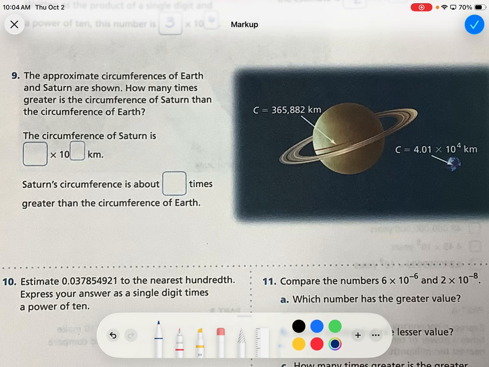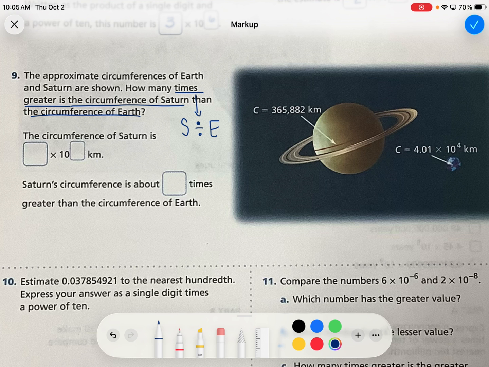Does somebody want to read this one? Thank you. The approximate circumference of Earth and Saturn are shown. How many times greater is the circumference of Saturn than the circumference of Earth? Thank you. How many times greater? We talked about that is division, yes? Now, always make a note of what divided by what, because sometimes they like to give you the numbers switched. How many times greater is the circumference of Saturn? So you're going to divide Saturn by the circumference of Earth.